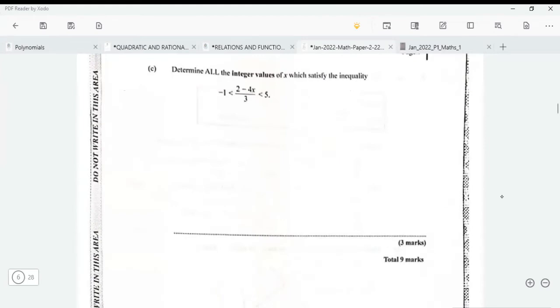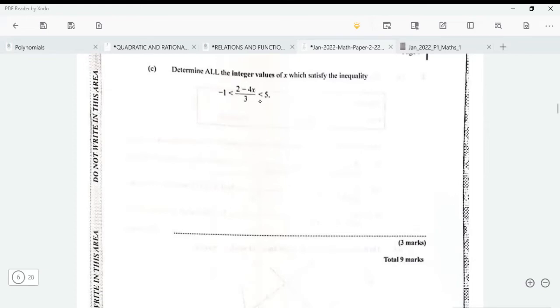All right, now part C gives us an inequality and it says determine all the integer values of x which satisfy this inequality. So to determine all the integer values that will satisfy this inequality, I just want you to think about it, think about what is happening, right? You see an inequality with a fraction in the middle. We don't like to deal with fractions, right?